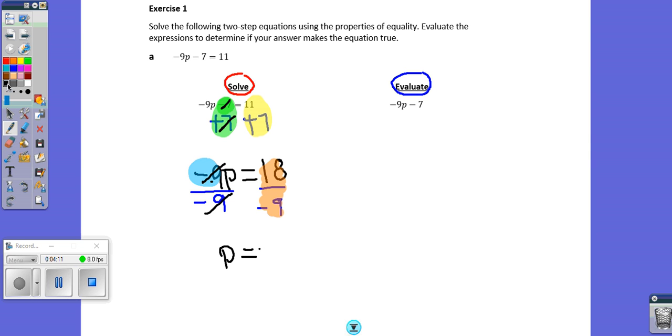So I know I'm done solving because I don't have any other numbers or operations on the same side of the equal sign as my variable. So I'm left with p is equal to -2. So that should be my final answer.